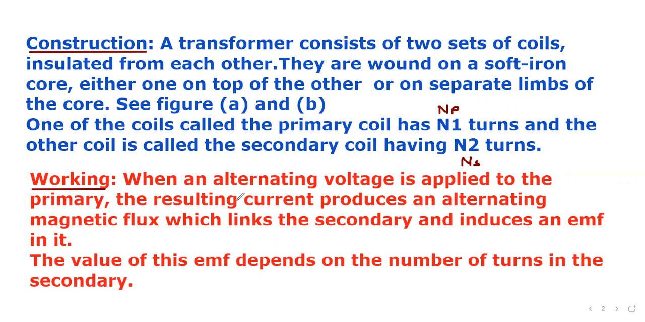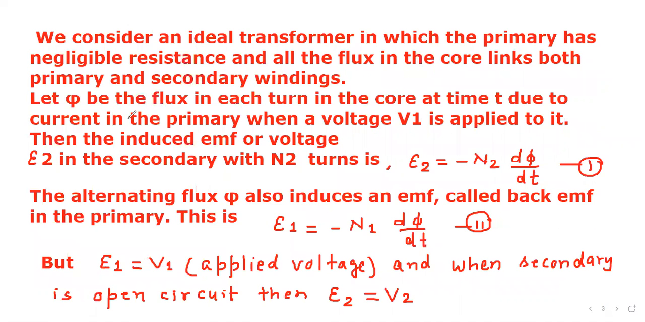Now, let's see the working. When an alternating voltage is applied to the primary, the resulting current produces an alternating magnetic flux which links the secondary and induces an EMF in it. The value of this EMF depends on the number of turns in the secondary coil. Now, we consider an ideal transformer in which the primary has negligible resistance and all the flux in the core links both primary and secondary windings.